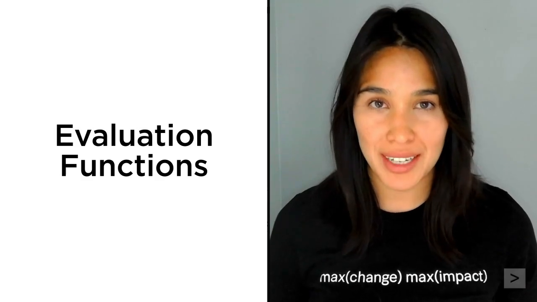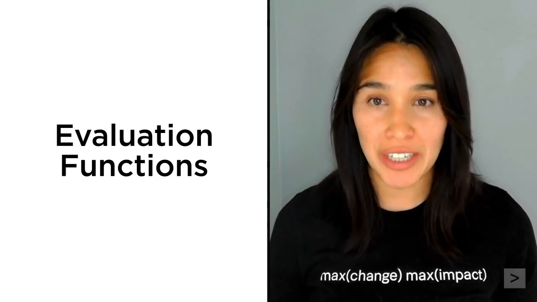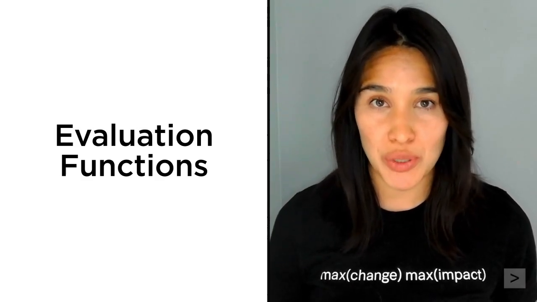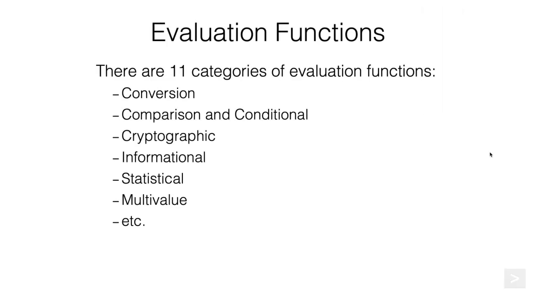The eval command can use functions to evaluate an expression based on your events to return a result. There are 11 categories of functions that can be used with the eval command. These functions range from comparison and conditional functions, informational and statistical functions, to conversion and multi-value functions that can be applied to multi-value fields, and a lot more.